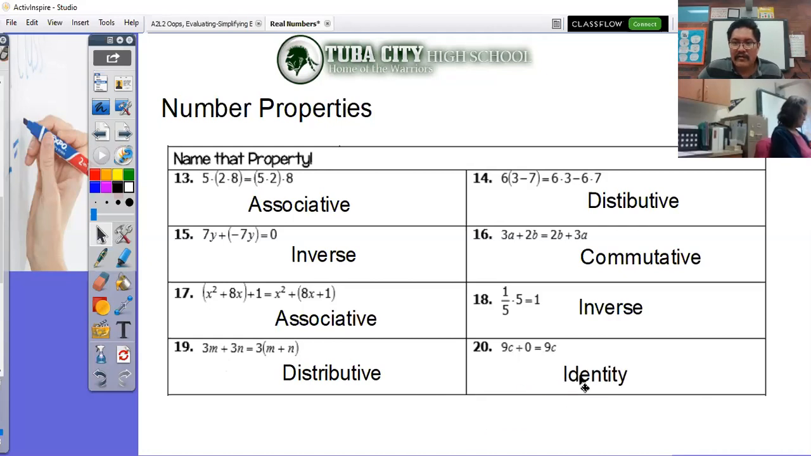And this last one would probably be pretty easy. Okay, well, if you're looking at the options, you notice there's only one option left, and that is the identity property. Because 9c plus 0 is still 9c. Nothing happened, nothing changed. Its identity is still the same.